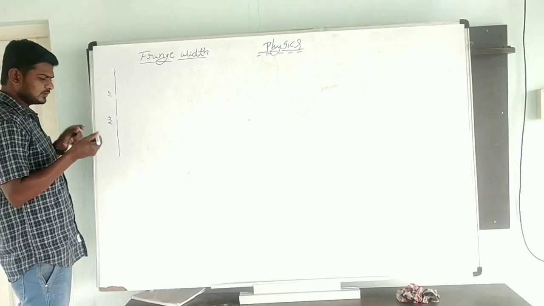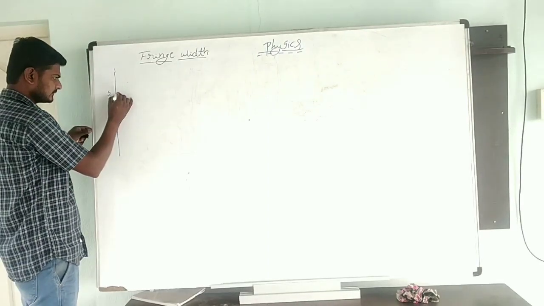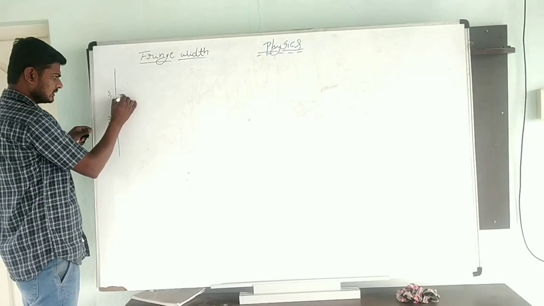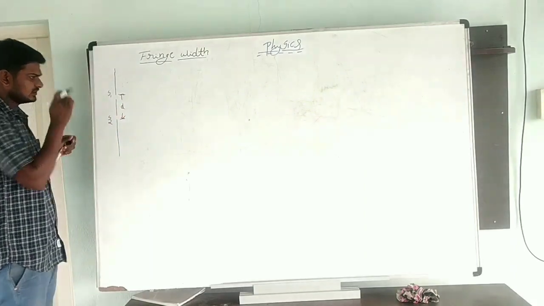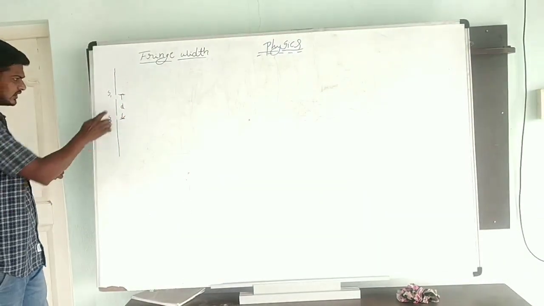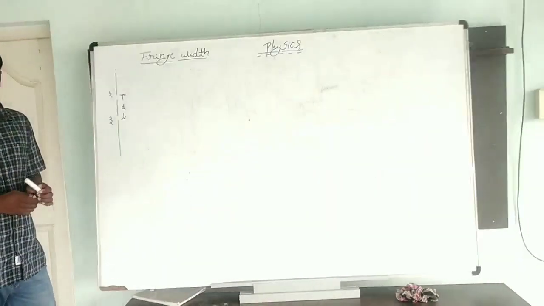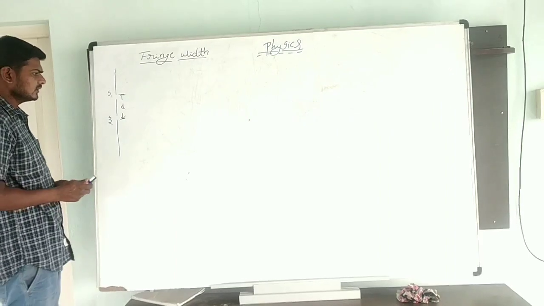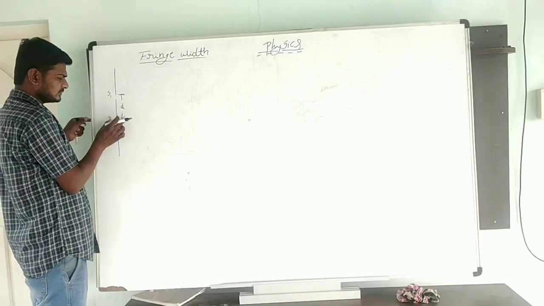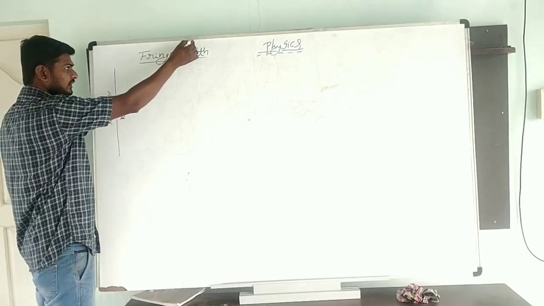The distance between the two coherent sources, or the distance between the two slits, I am going to take as small d. Now, the distance from the slits to the screen, I am going to take as capital D.